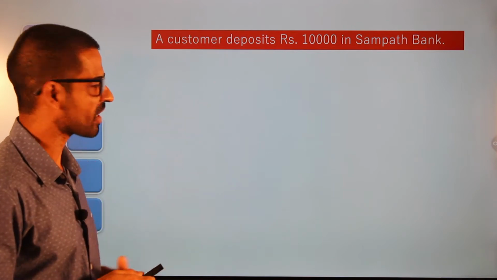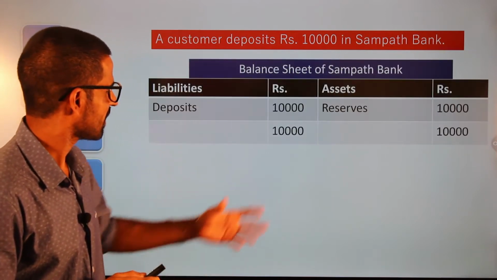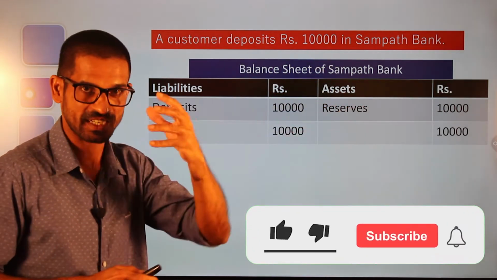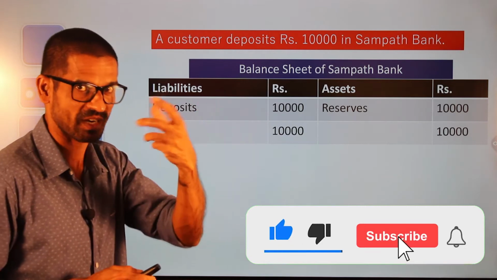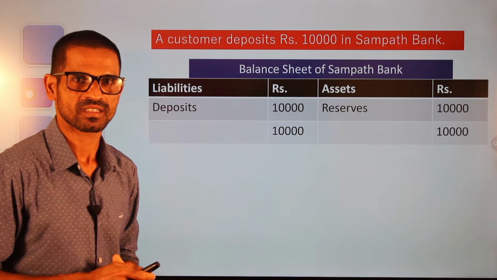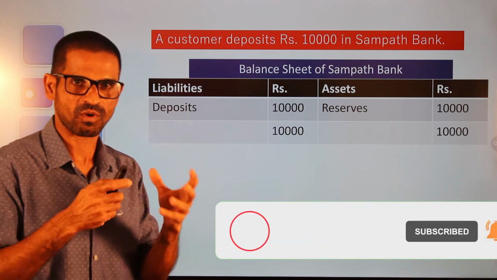So this will be shown in the balance sheet of the bank as under assets, reserves 10,000, that represents the currency, cash, this money, and the liability, deposits 10,000. The Sampath Bank has to pay it back to the customer when he wants to withdraw it.